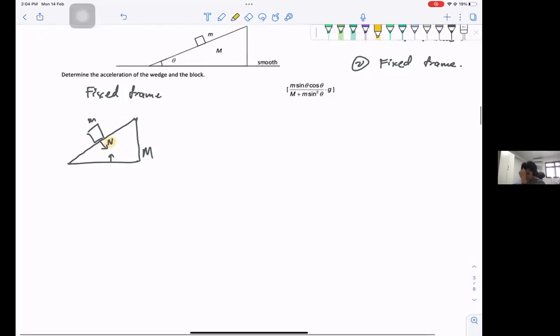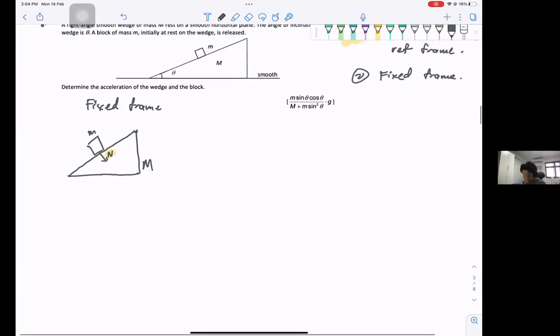And because the wedge never flies off the ground, the wedge never accelerates vertically. So it's not interesting to consider the normal contact force between the wedge and the ground. We'll only be interested in this N over here. Because this is the only force acting on the wedge, the horizontal acceleration will be to the right. So let's denote it with A subscript M.